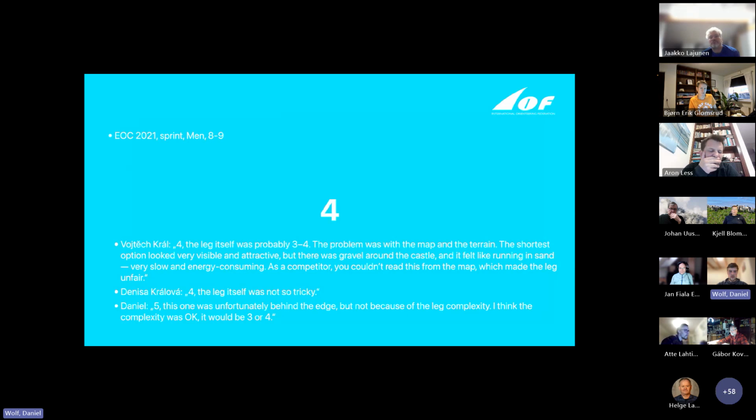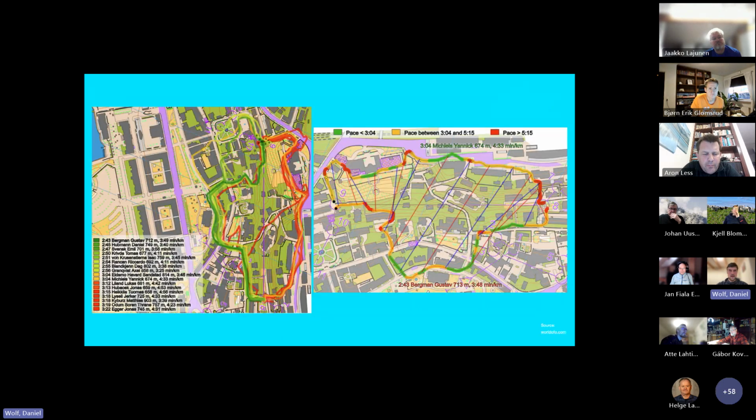And the problem here was that as a competitor, you couldn't read this from the map very well, which made the leg unfair. So this was an example of a leg right on the edge, which turned out a little bit unfair, but not because of the leg complexity itself, but because of other circumstances, which is always very important to consider. And it's really hard for the course setter to reveal all these aspects. So this is another example of what we as course setters have to focus on.